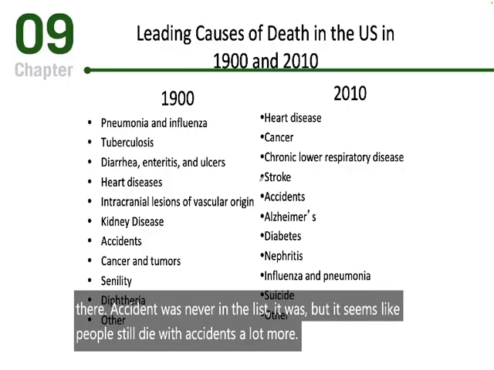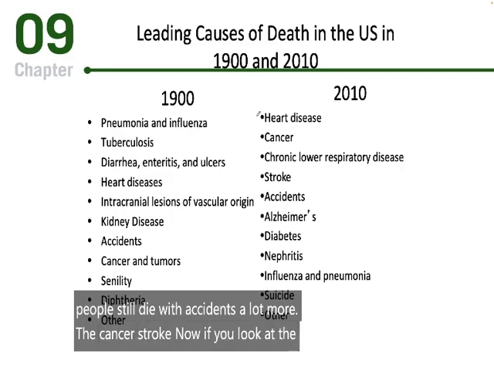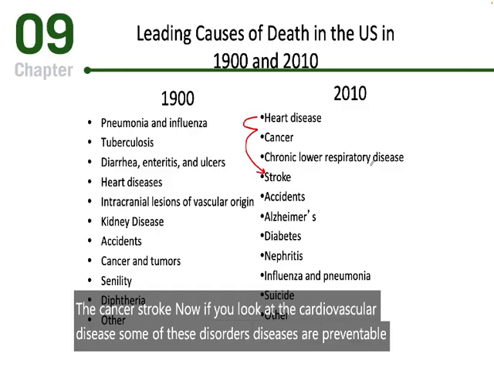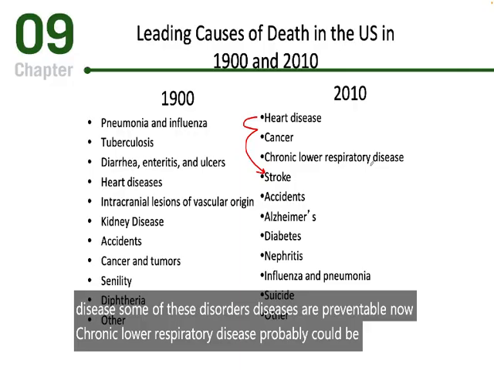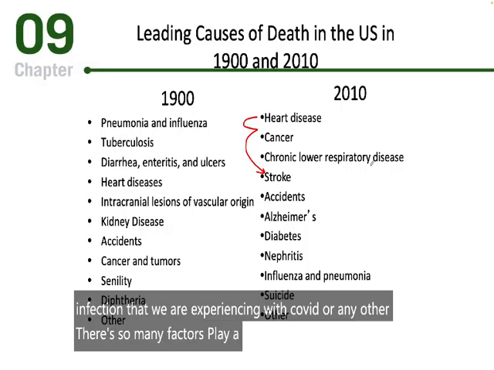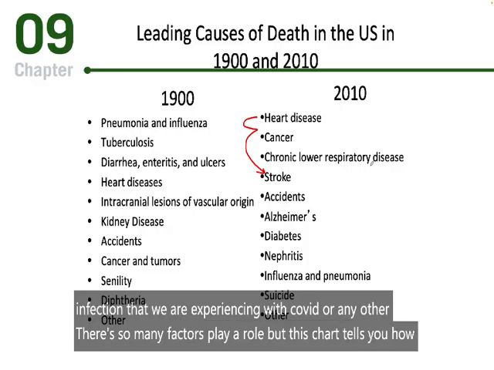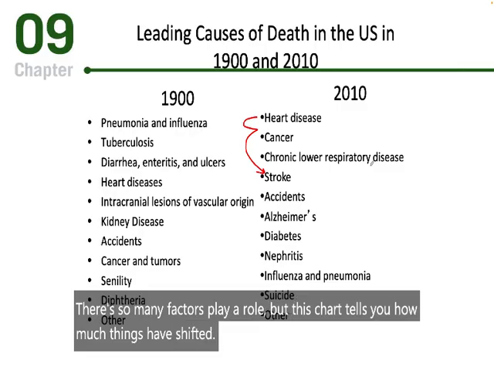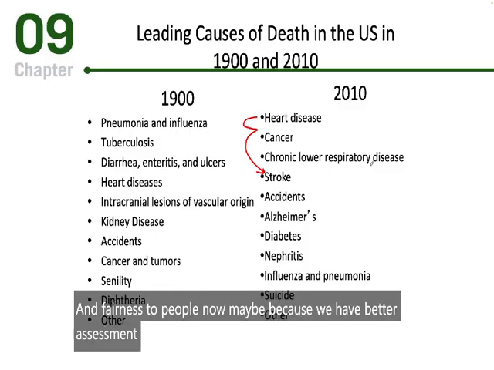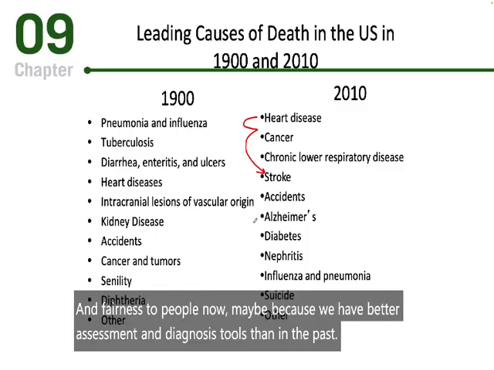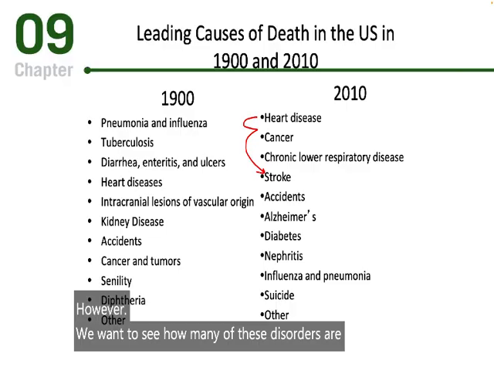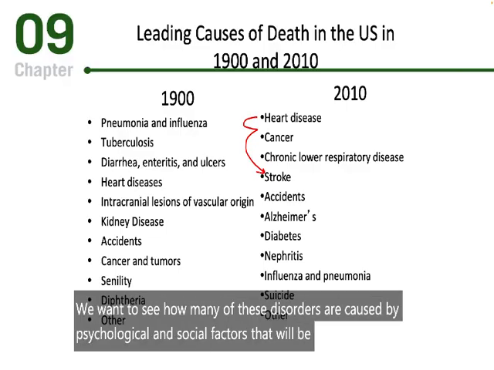Cancer, stroke. Now, if you look at cardiovascular disease, some of these diseases are preventable. Chronic lower respiratory disease could probably be the infection that we're experiencing with COVID or any other. There are so many factors that play a role. But this chart tells how much things have shifted. And in fairness, people now, maybe because we have better assessment and diagnosis tools than in the past. However, we want to see how many of these disorders are caused by psychological and social factors. That will be the focus in this lecture.